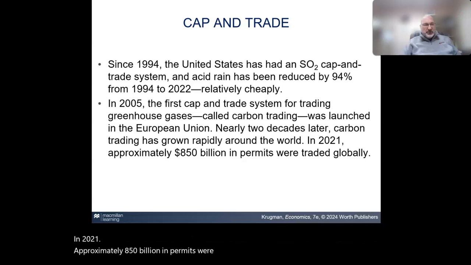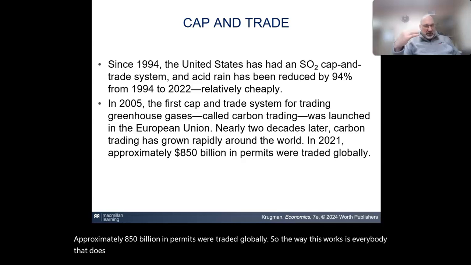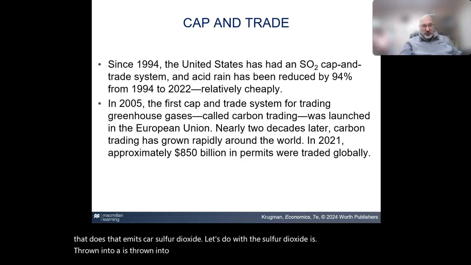So the way this works is everybody that emits sulfur dioxide, let's do the sulfur dioxide one, is thrown into a thing, and basically a spreadsheet, and assigned a random number.